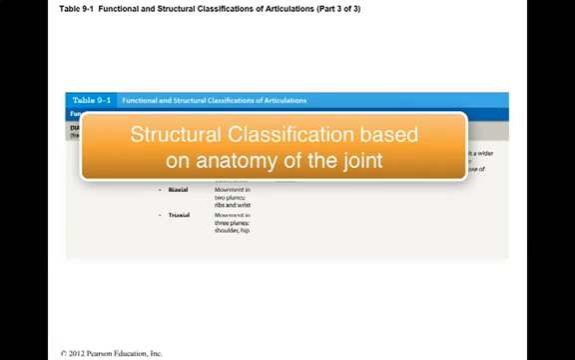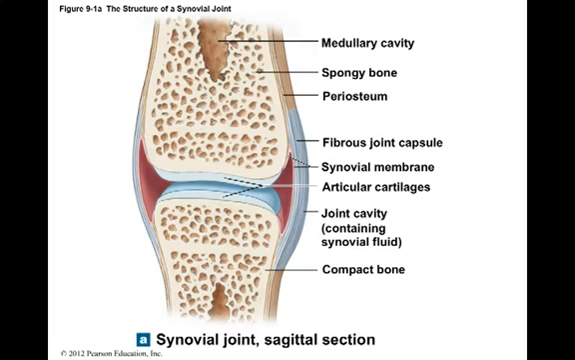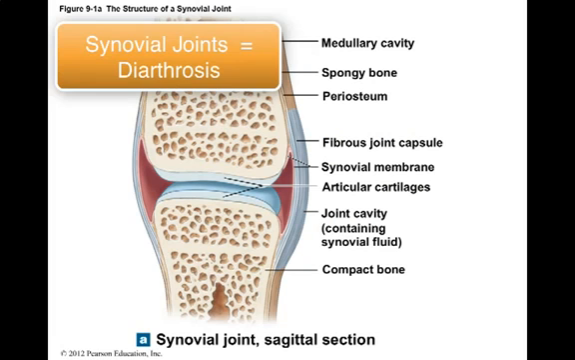The second way to classify joints is based on the anatomy of the joint, whether it is bony, fibrous, cartilaginous, or synovial. The two ways to classify joints are loosely correlated, but we will use the functional classification rather than the anatomical one. We'll spend most of the discussion on this segment on synovial joints. Synovial joints are freely movable and classified as diarthroses.